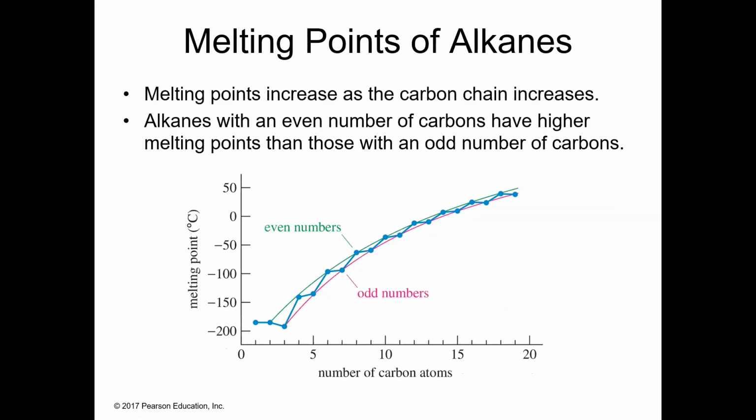With melting points, they also increase as the carbon chain increases. But it turns out that alkanes with an even number of carbons have higher melting points than those with an odd number of carbons. This is because of the way that the molecules pack in the solid. With an even number of carbons, they can pack more efficiently in the solid, and therefore the London dispersion forces in the solid are greater, so it takes a higher temperature to melt them. So you can see the zigzag pattern that occurs.